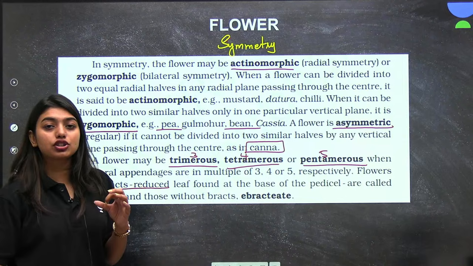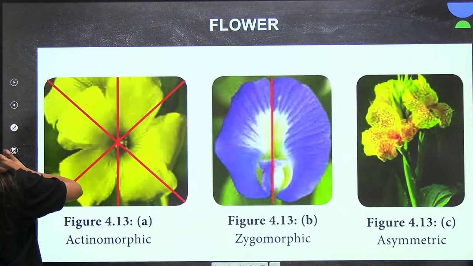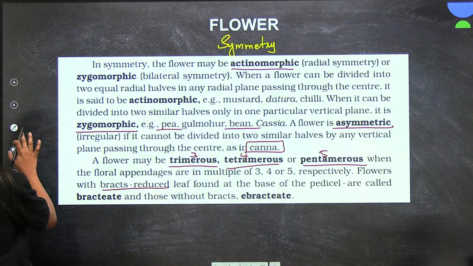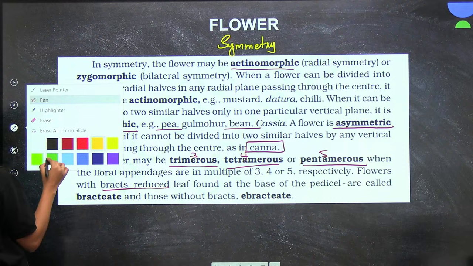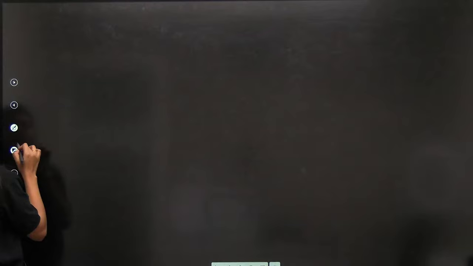Here, the image is not that clear, so imagine I draw a plant like this, and there is a flower here. There will be a reduced leaf-like structure, which is called a bract. I cannot show it here. When I draw the flower properly, I will show it to all of you. Clear to all of you?